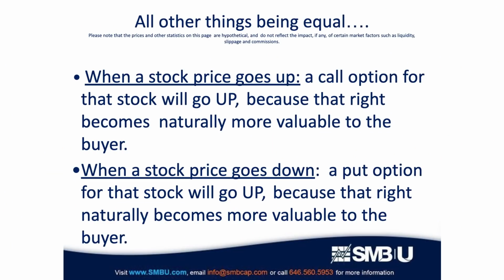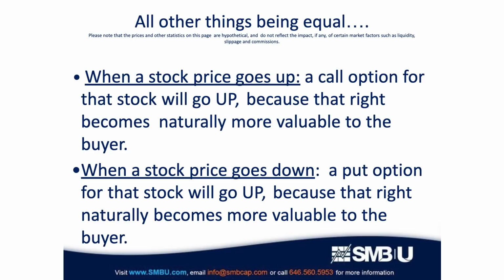So all other things being equal, when a stock price goes up, a call option for that stock will go up because that right becomes naturally more valuable to the buyer. And when a stock price goes down, a put option for the stock will go up because that right naturally becomes more valuable to the buyer as well. So those are the basics of call and put options.